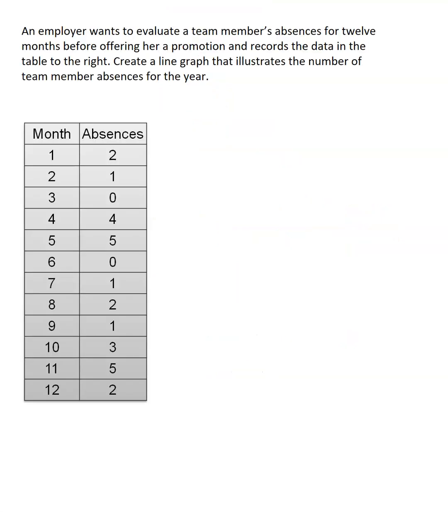All right, here's another example. An employer wants to evaluate a team member's absences for 12 months before offering her a promotion and records the data in the table to the right. Create a line graph that illustrates the number of team member absences for the year. Okay? So I hope you understand the background here. So this is for a particular employee, and the employer has this table which has the data related to each month and the number of absences for that month. So we have 1 through 12 months, and then the number of absences that are recorded here.